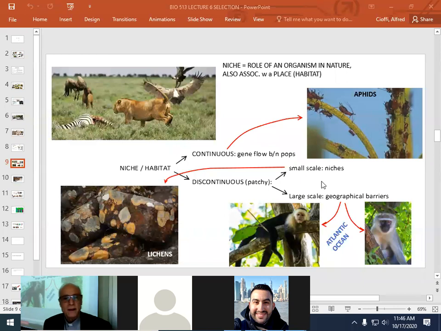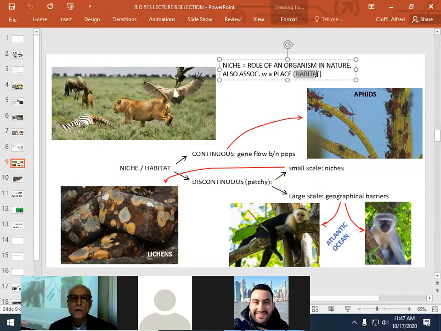Welcome back, everyone. Okay, we're going to the second half here. Going beyond these five observations and inferences, we have to cover a few more terms also, which are niche and habitat, right? These are technical terms that have a very specific meaning. So the niche is the role that an organism plays in nature, how it fits into the ecosystem. And typically niches are also associated with a geographical place, and so it associates with a habitat.